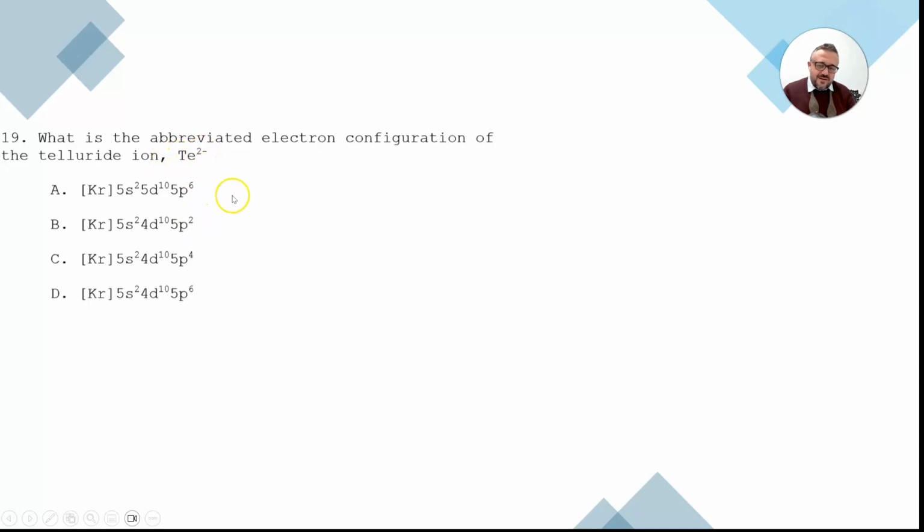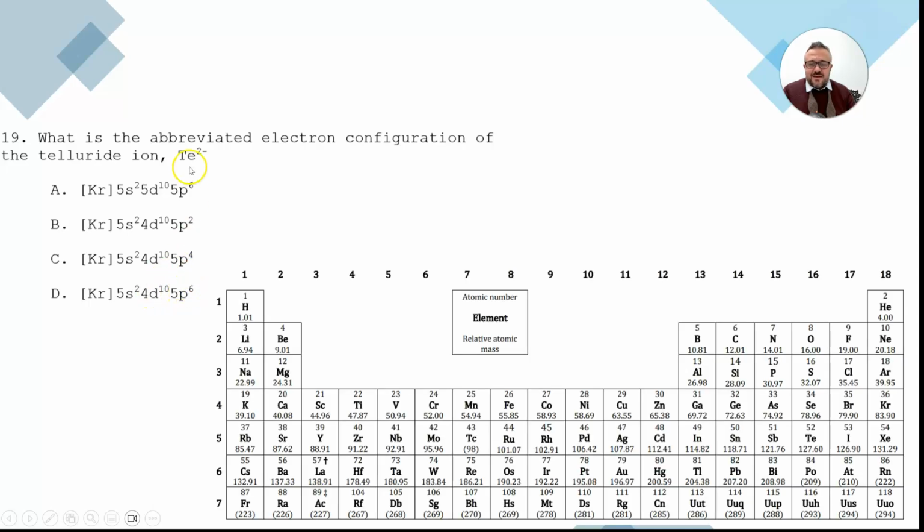Te2-. Well, obviously we're going to need our periodic table, but we also go Kr, they're all Kr 5s2, 5d10, 5p6, 4d10, 5p2, 4d10, 5p4, 4d10, 5p5. So we're testing something here. So your telluride is over here. The first thing we're testing is that this 5p in the 5p block should go to 4, okay, but that's for the neutral atom.